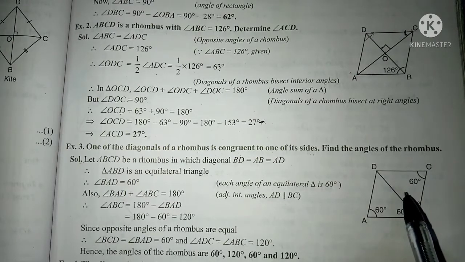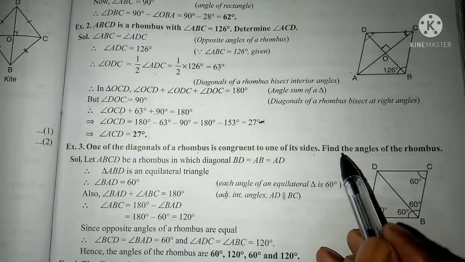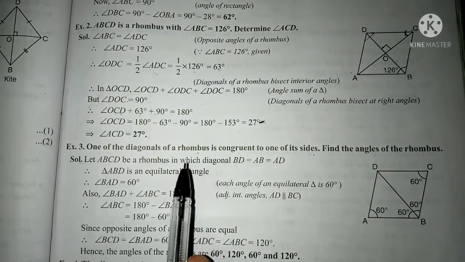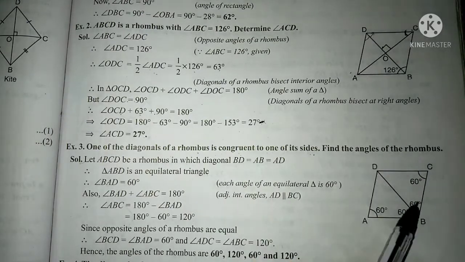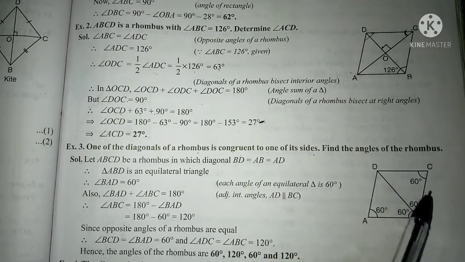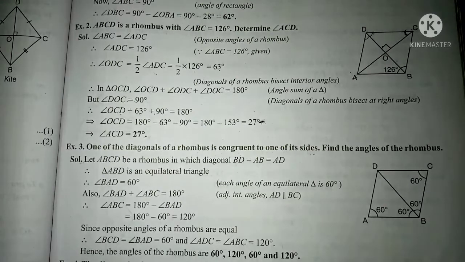It is not known to us which, so we'll assume this one. We are asked to find the angles of the rhombus. That means if the diagonal is congruent with one side, then we are asked to find out all the angles of the rhombus. So, very simple.